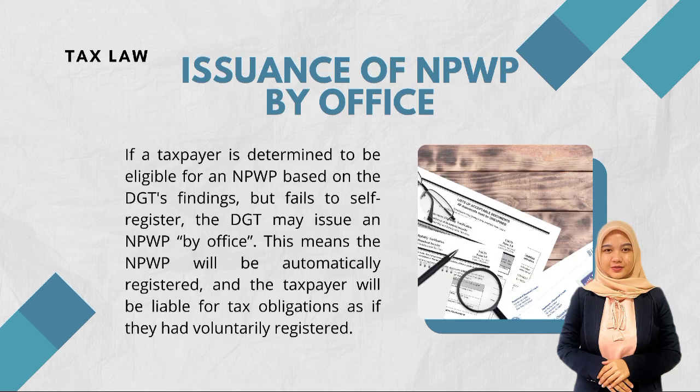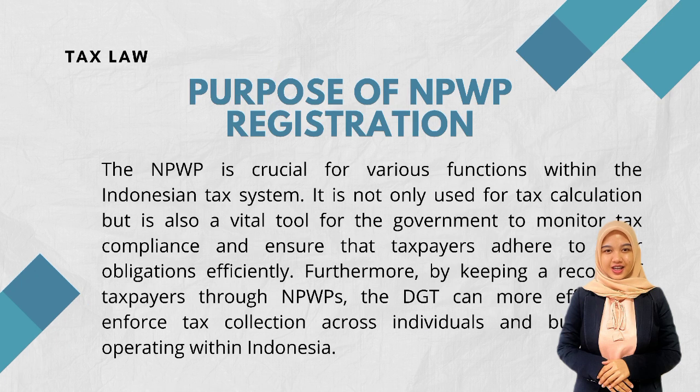Issuance of NPWP by office. If a taxpayer is determined to be eligible for an NPWP based on the DGT's findings, but fails to self-register, the DGT may issue an NPWP by office. This means the NPWP will be automatically registered, and the taxpayer will be liable for tax obligations as if they had voluntarily registered. Purpose of NPWP registration.